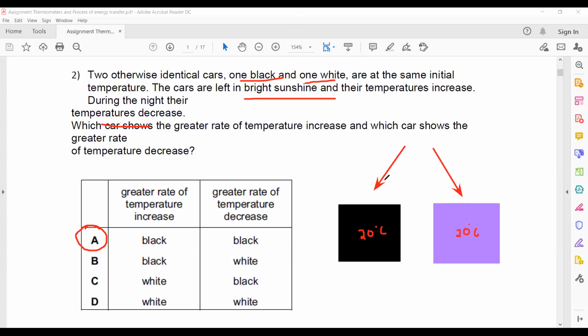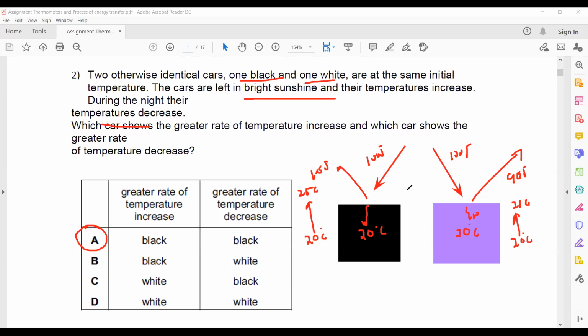Which one will show a greater change? For example, if 100 joules, which one? This will reflect most of it. For example, maybe 90 joules is reflected, only 10 joules is absorbed. So this will cause a small change in temperature. But this is a dull and dark surface, so very small amount is reflected and most of that is absorbed. So when most is absorbed, it will show a greater change in temperature. So that's why its temperature rises more.